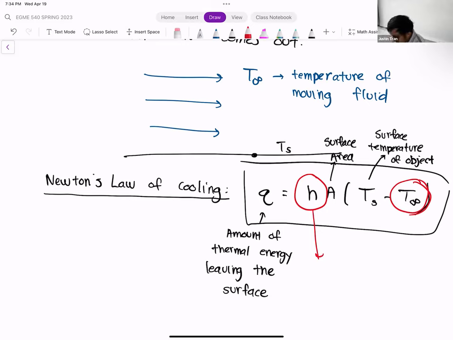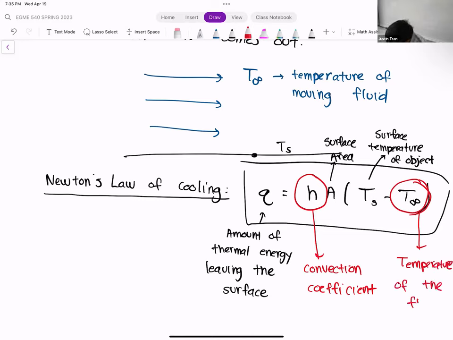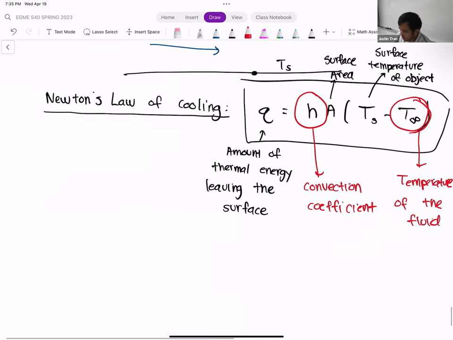H here is known as the convection coefficient. We'll go over that soon in a bit. And T infinity, again, is the temperature of the fluid. Both terms that I've circled in red, if you are supplying a convection boundary condition in ANSYS, you have to give values for these quantities.